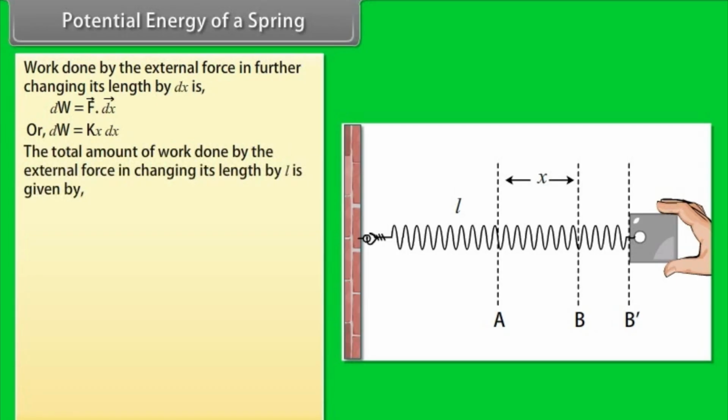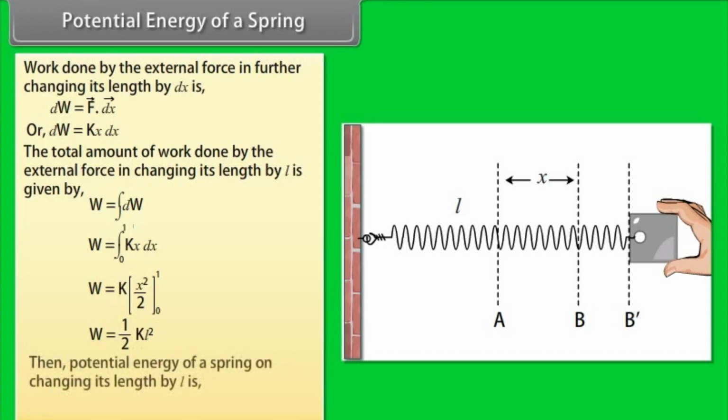Now, the total amount of work done by the external force in changing its length by L is given by W equals the integration of dW. By calculating it, we get W equals 1 upon 2 kL square. Then, the potential energy of a spring on changing its length by L is: potential energy is equal to W. Potential energy is equal to half kL square.